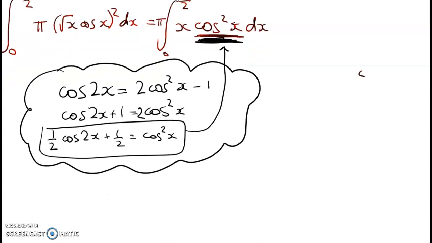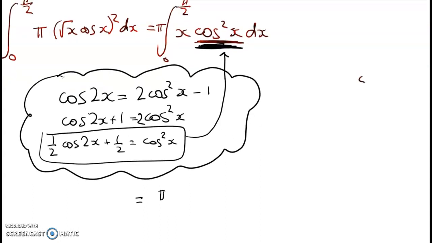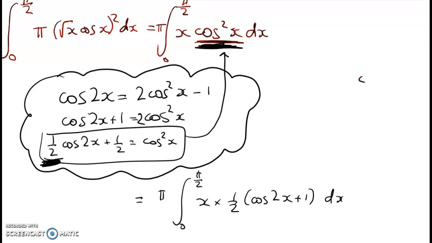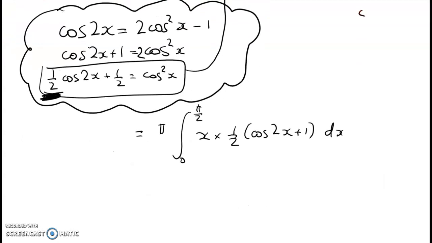So moving on, we've got equals pi times the integral from pi on 2 to 0 of x times 1/2 cos of 2x plus 1 dx, right? So it actually is better if you just leave that half factored there. Now, we'll multiply this through the integral.